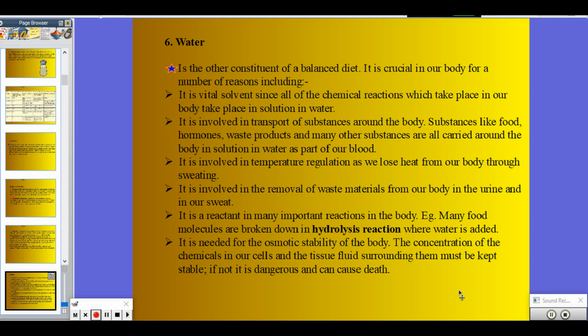It is involved in temperature regulation, as we lose heat from our body through sweating. It is involved in the removal of waste material from our body in the urine and in our sweat. It is a reactant in many important reactions in the body. For example, many food molecules are broken down in hydrolysis reactions where water is added. It is needed for the osmotic stability of the body. The concentration of the chemicals in our cells and the tissue fluid surrounding them must be kept stable. If not, it is dangerous and can cause disease.